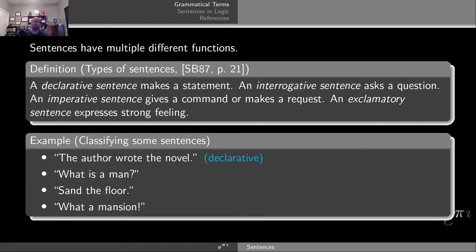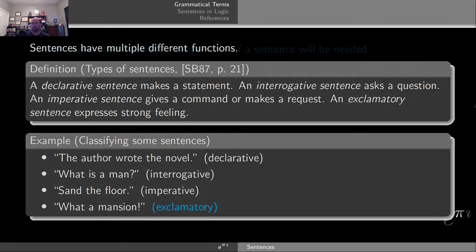You are declaring that this author wrote this novel. What is a man? You're asking the question. You are interrogating the reader. This is an interrogative sentence. Sand the floor, you're being imperial over the listener. You are essentially giving the imperative of sand this floor, giving the command. And what a mansion, you're exclaiming. This is an exclamatory sentence, exclaiming the grandeur of this mansion.